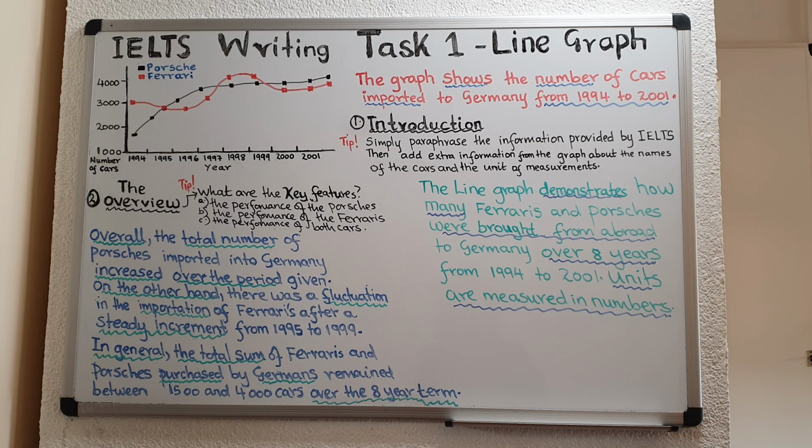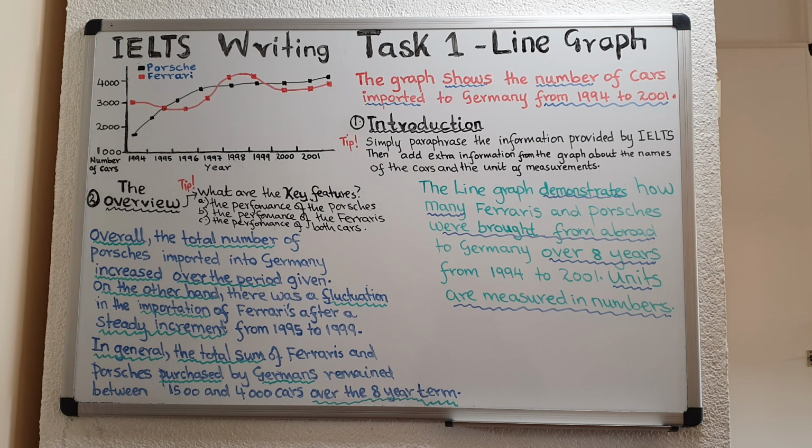Now, let us look at how to write the introductory paragraph. We have said that you simply need to paraphrase the information provided by IELTS. So what you have to do is write the information that IELTS has provided you with in your own words. In other words, you need to find the synonyms of the words that are already there. And some words will remain the same. But most of the words should be replaced with synonyms.